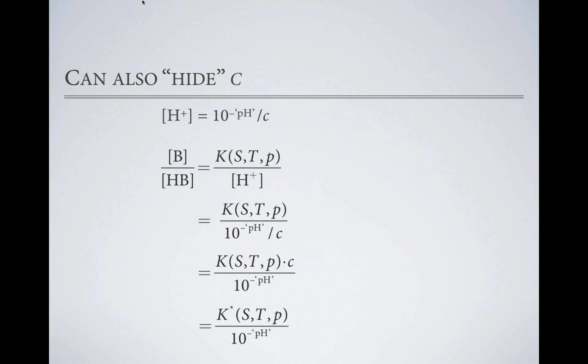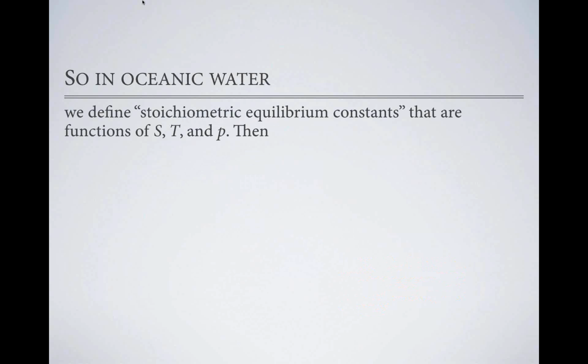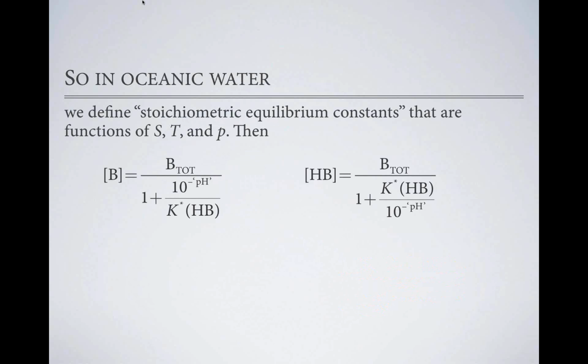And seawater constants are of this form. They are defined in terms of concentrations, but maybe the hydrogen ion is really just 10 to the minus pH. We try to make it a concentration. There are varying concentration scales, and again, for more detail, go back to my previous webinar. But the takeaway message here is if you define pH in a different way, then the K star value changes its value. So in oceanic water, we define these constants that are functions of salinity, temperature, and pressure, and then it's straightforward to do that same speciation calculation.